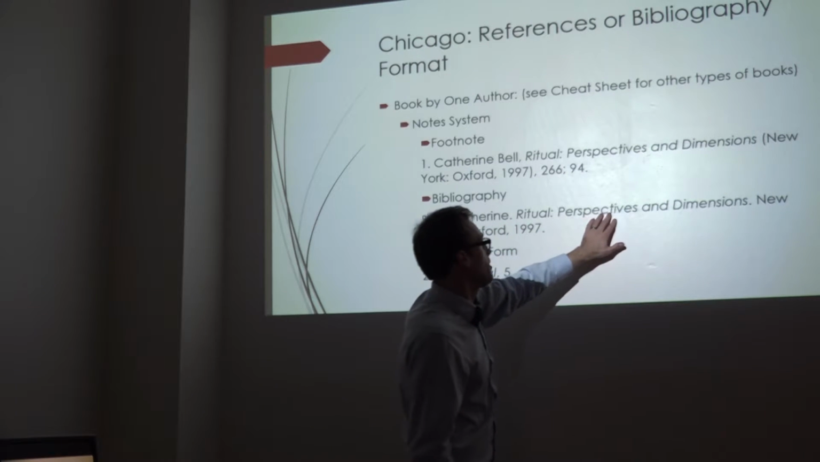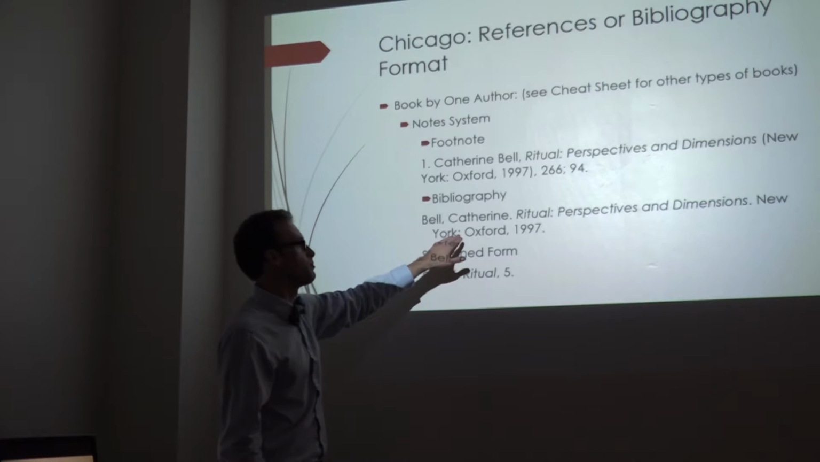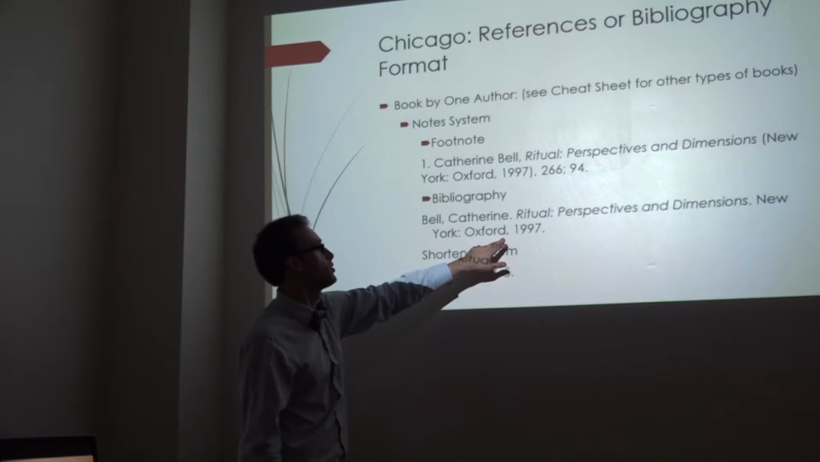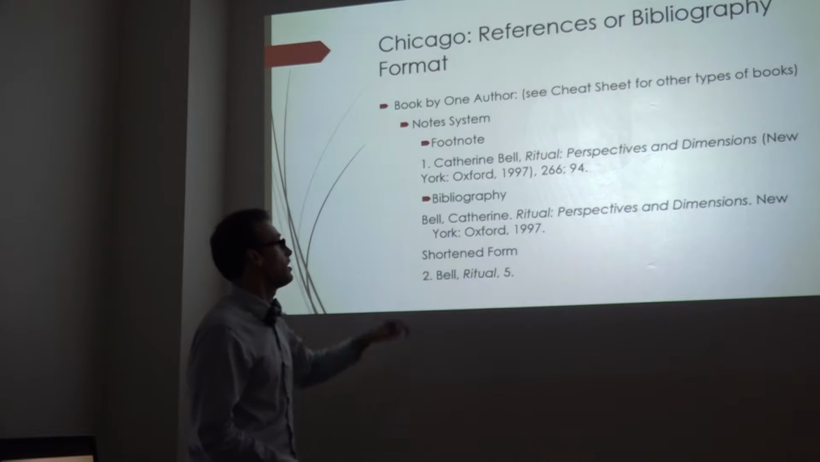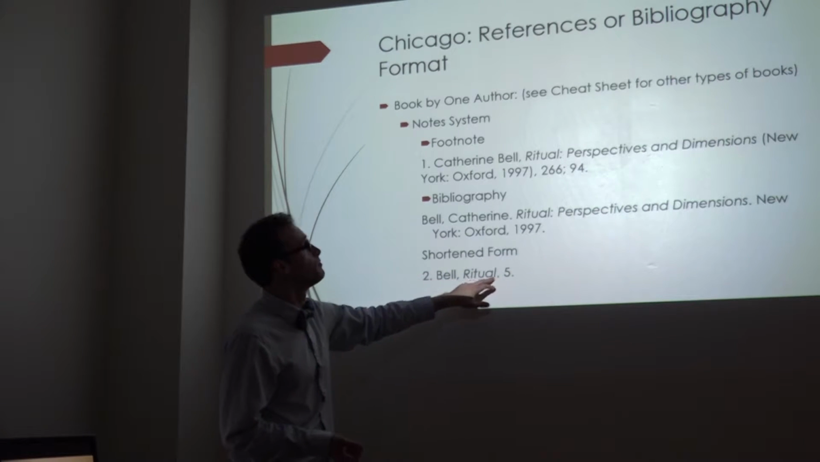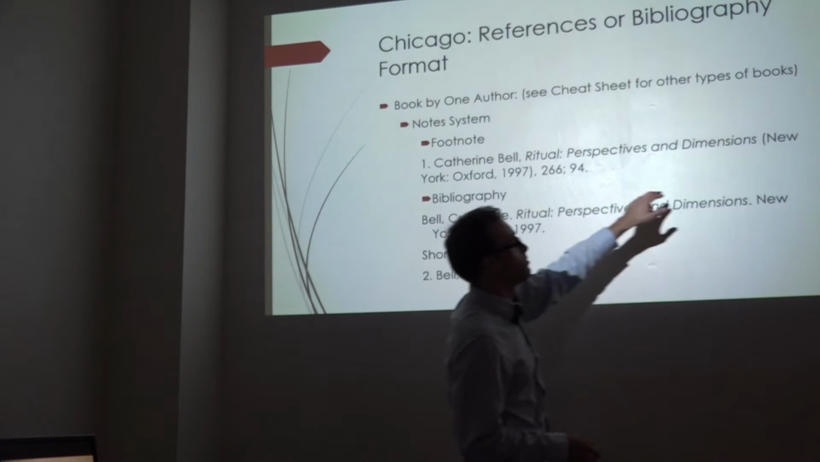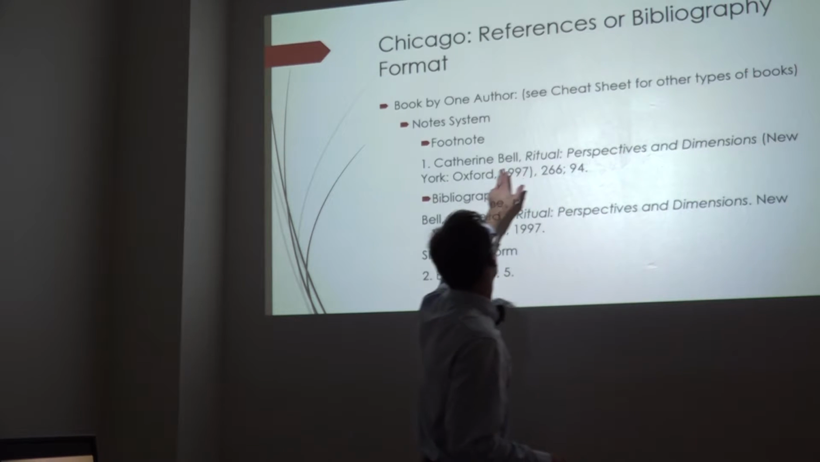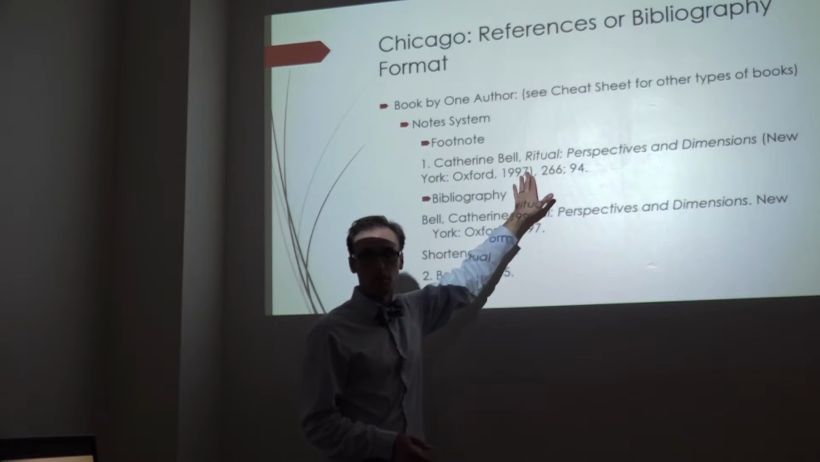The title is the same. I still have all the same info, but everything is broken up by periods, with the exception of after the publisher, comma, 1997, and then period. And then, of course, the shortened form. The brackets. Yes, and also, yes, the brackets for the publication info. So New York, Oxford, 1997, set off in brackets.